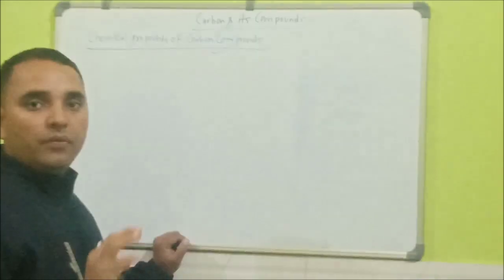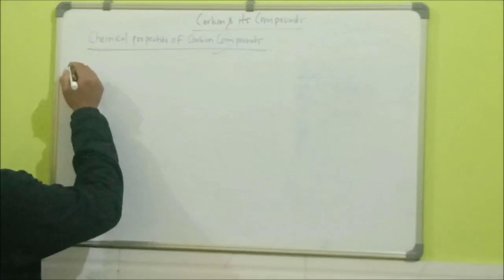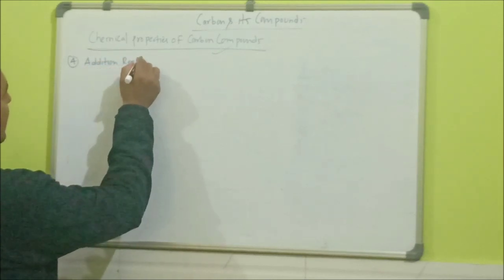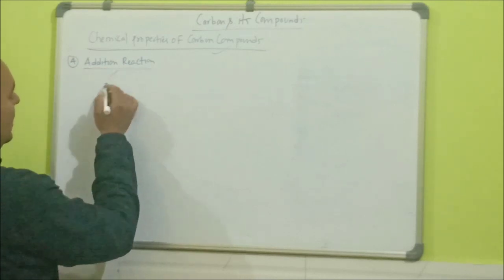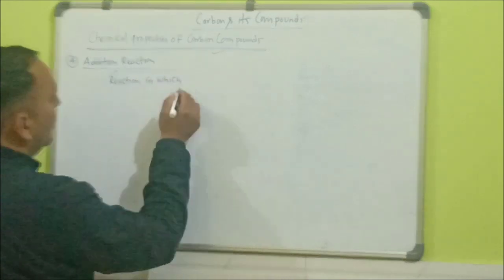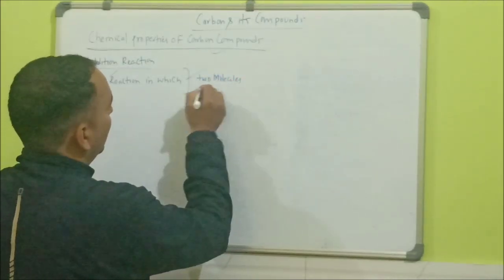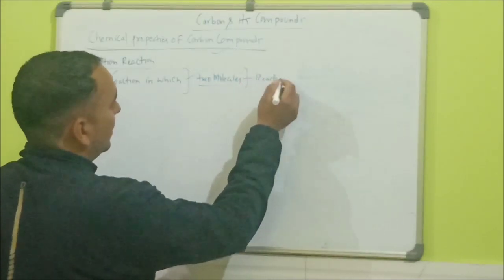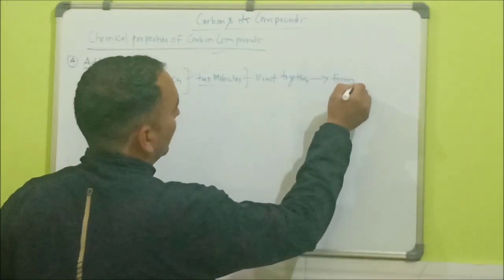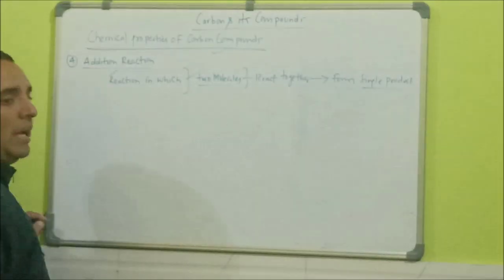Now let us go for the fourth type of chemical property of carbon compound, that is your addition reaction. We will see that here it is a reaction in which two molecules react together to form a single product. So this type of reaction is called addition reaction.